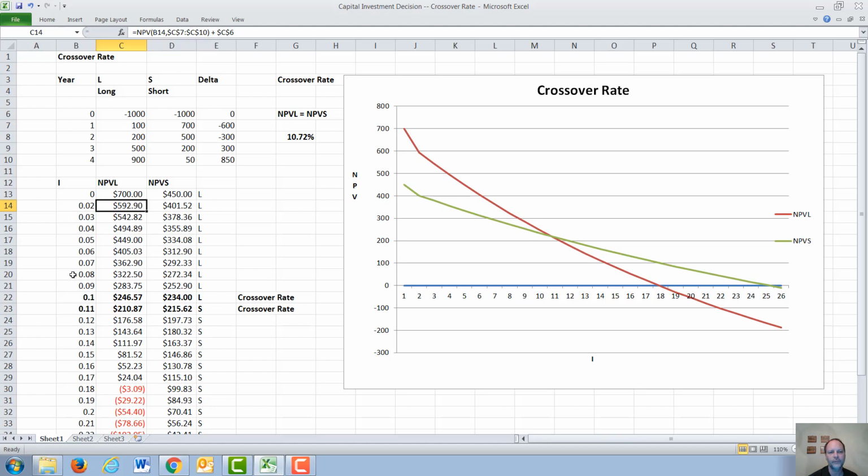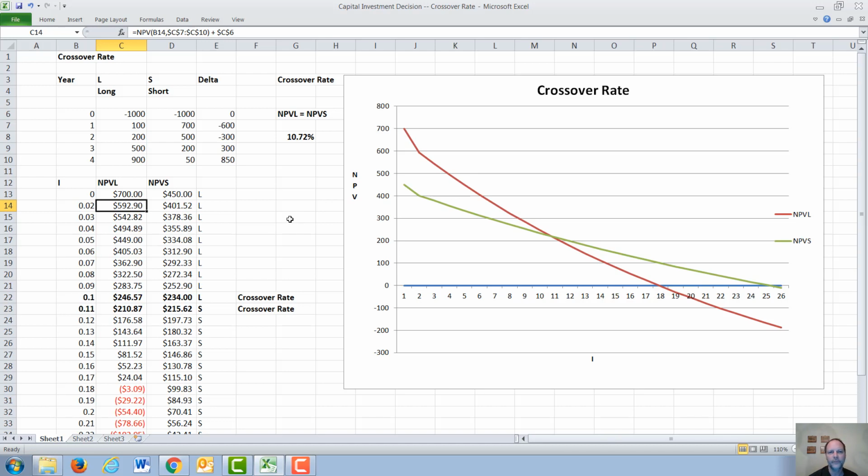We see that as interest rates go up, the values of each project go down, and the values of Project L go down quicker than the values of Project S, such that the value of Project L starts out higher than the value of Project S and is still higher at an interest rate of 10%, but only barely. But then by an interest rate of 11%, the NPV of Project S is higher than the NPV of Project L. So the crossover rate is somewhere between 10 and 11%.